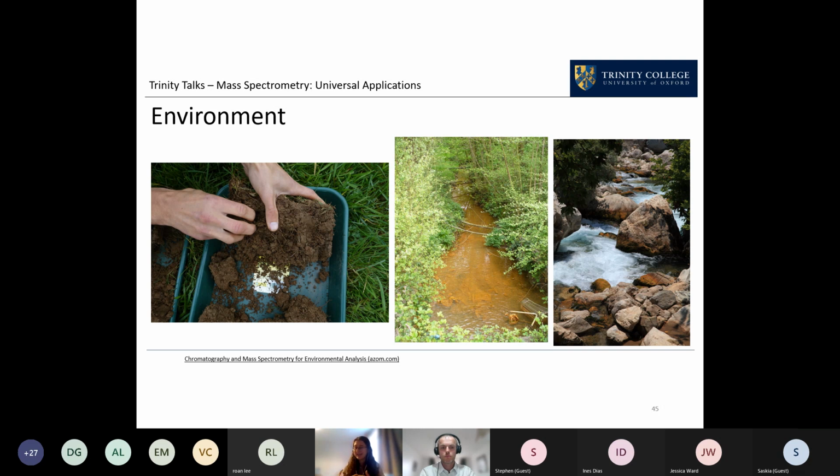Nitrosamines, which I will mention again later, also can often end up in the water supply. And again, you need a way of testing whether or not they're there and how much of them there are.